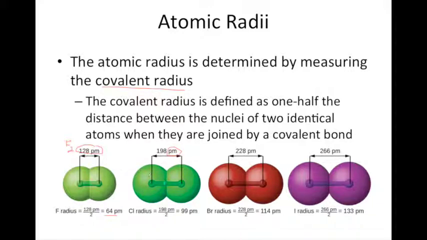So here we have Cl2. We can measure the distance between the two nuclei, and 1/2 of that would give us an estimate of the atomic radius, so the distance from the nucleus to the outermost orbital.